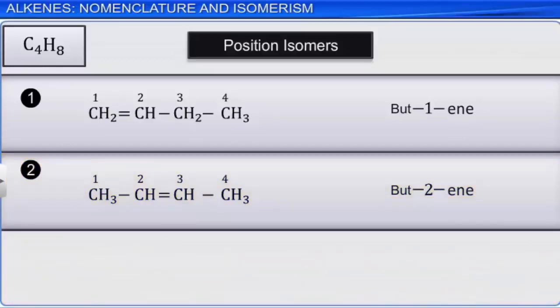When in two structures the position of the double bond alone is different, they are said to be position isomers. Structures 1 and 2 are position isomers.